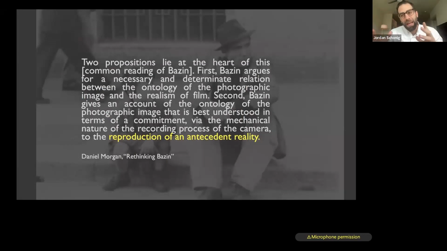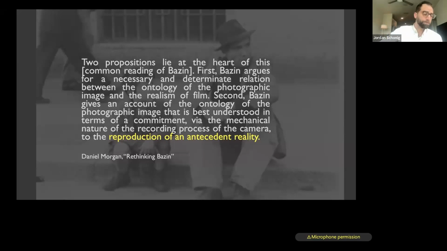And so the reading of Bazin and the reading of realist film theory was so obsessed with this idea of index. And so as Daniel Morgan, a film scholar, summarizes, he says, two propositions lie at the heart of this common reading of Bazin. First, Bazin argues for a necessary and determinate relation between the ontology of the photographic image and the realism of film. Second, Bazin gives an account of the ontology of the photographic image that is best understood in terms of a commitment via the mechanical nature of the recording process of the camera to the reproduction of an antecedent reality.